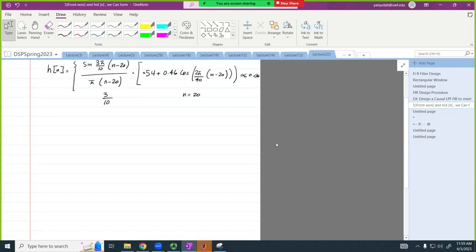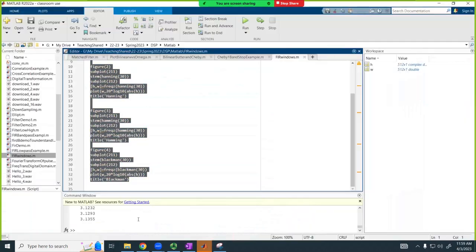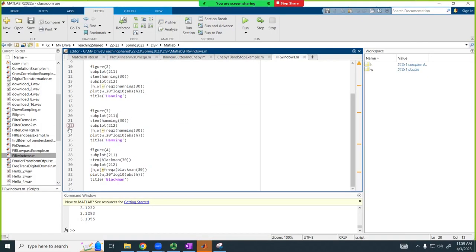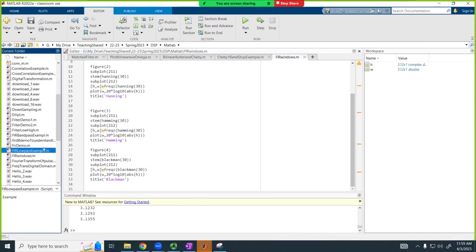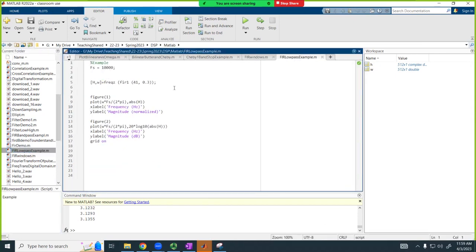Okay, let's run this MATLAB. Now our MATLAB, what MATLAB is going to do, so I have the filter, and I'm going to give MATLAB the center frequency and the length of the filter. So it is 41, and omega center was 0.3 multiplied by pi.